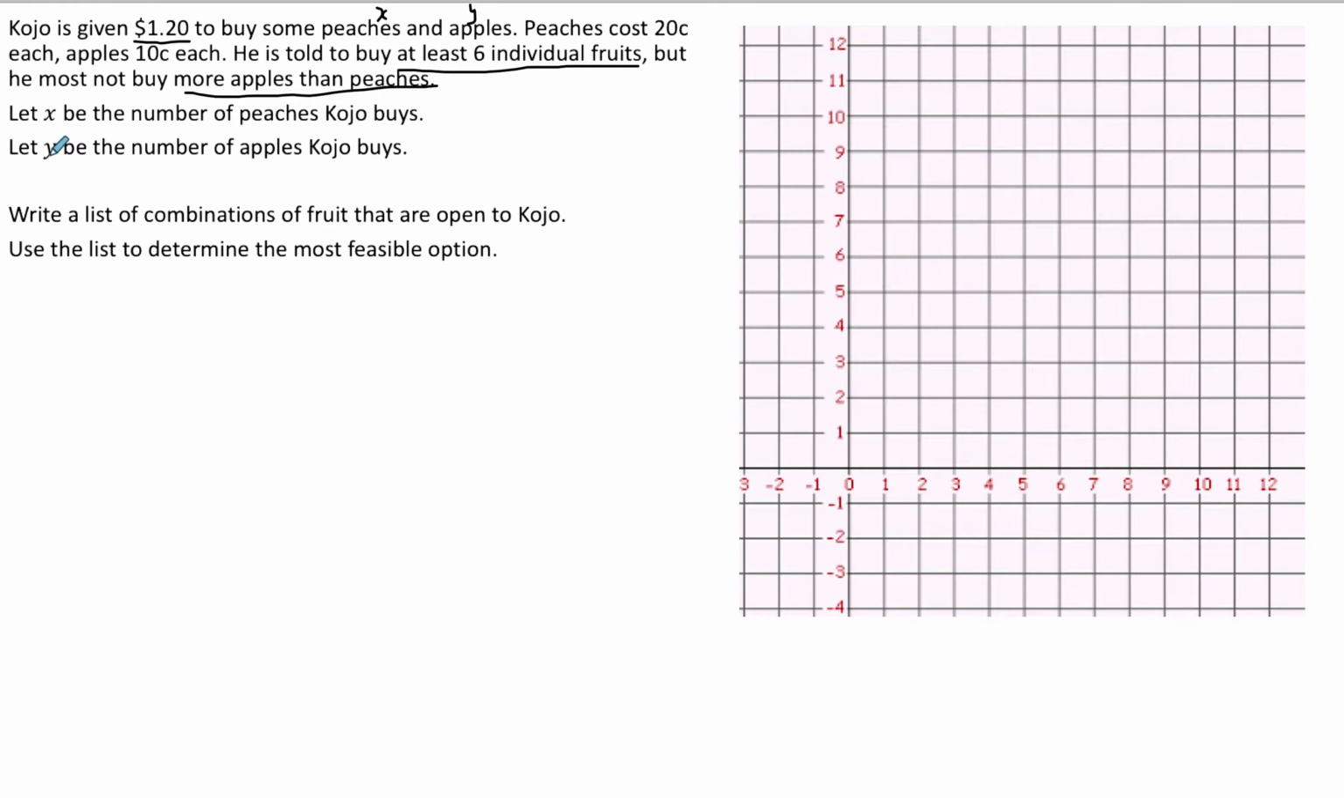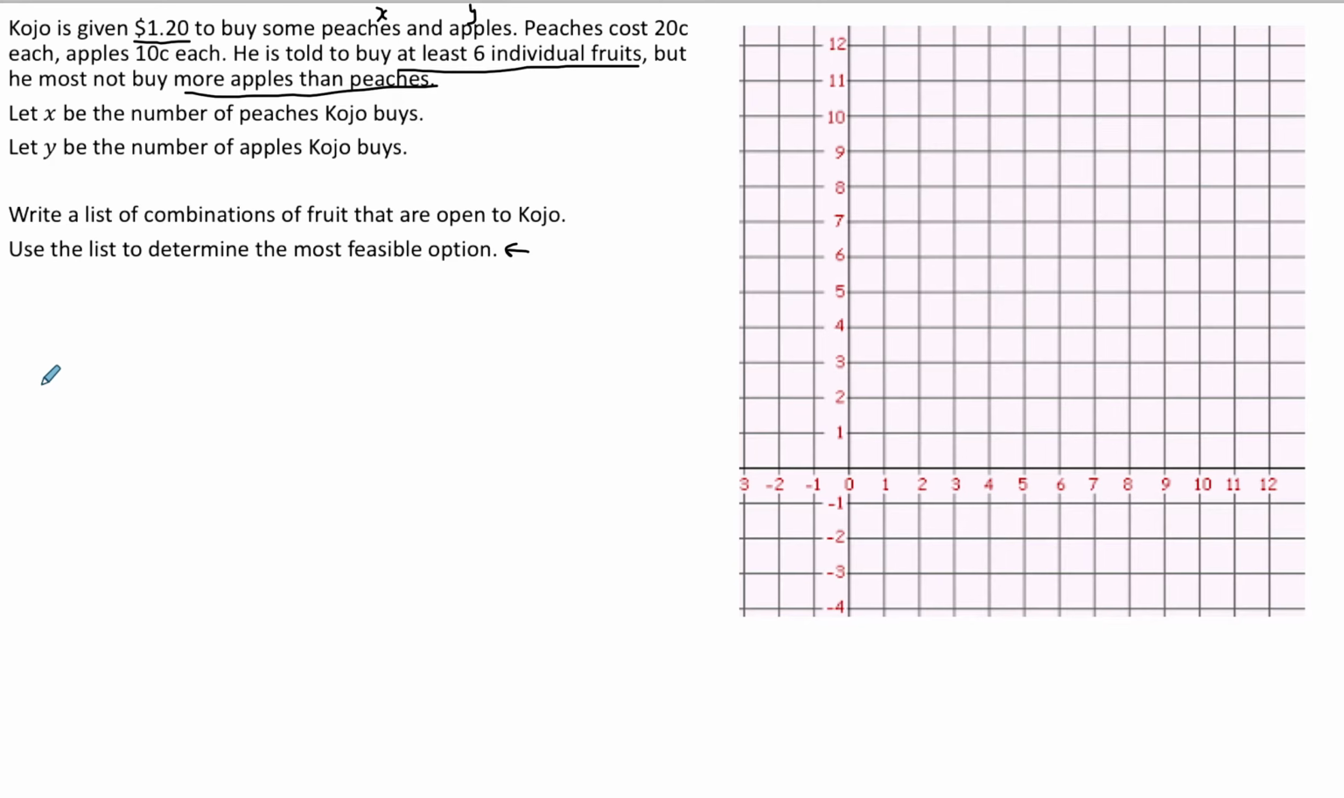They're telling you which letters to use, and what we want is the list of combinations that are open. There are certain numbers of apples and peaches that he is allowed to pick that would satisfy the cost, the number of fruits he could have, and this last condition of no more apples than peaches. So that's what we're going to do. And this is where the programming fits in, to determine the most feasible option: which combination will give him the cheapest or the most feasible cost.